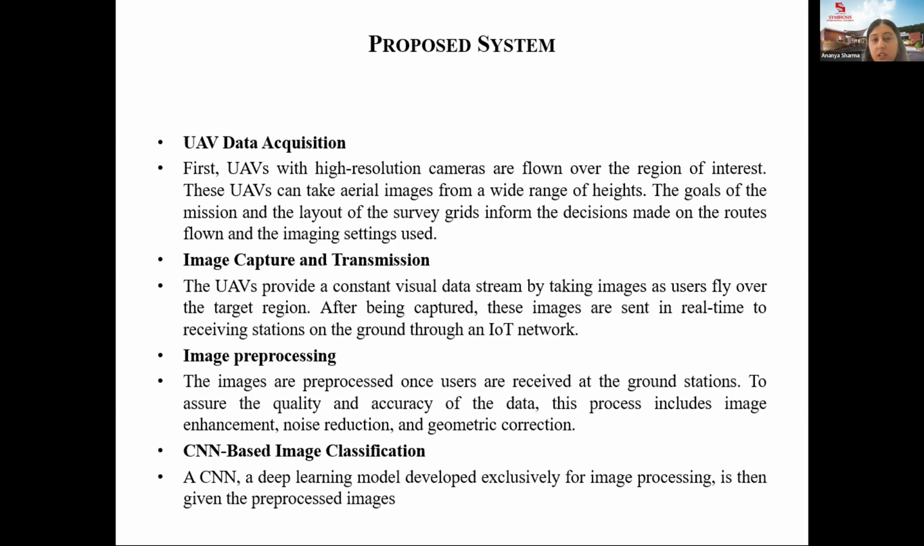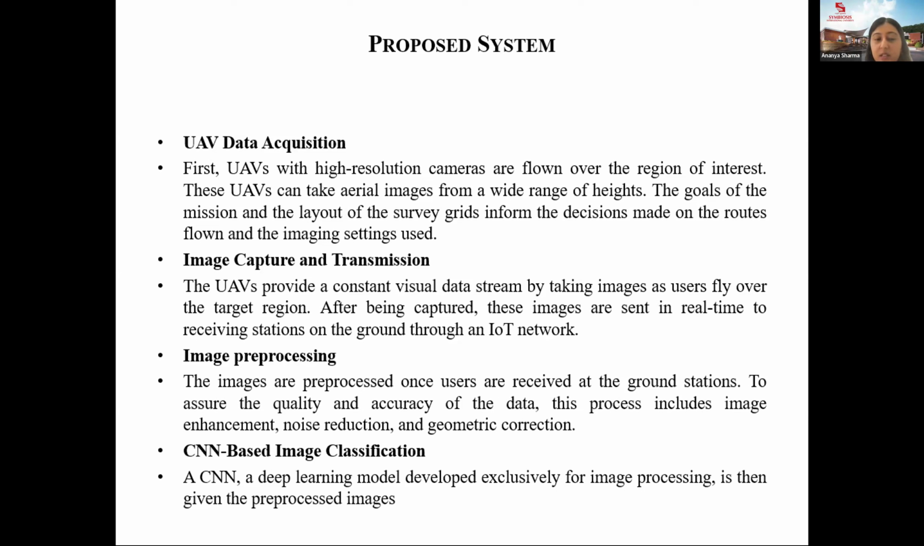Also, image capture and transmission. The UAVs provide a constant visual data stream by taking images as they fly over the target region. After being captured, these images are sent in real time to receiving stations on the ground through an IoT network, which basically involves sensor-based technologies that establish connections between different objects. Then image pre-processing is done once the images are received at the ground station. To assure quality, this process includes image enhancement, noise reduction, and geometric correction.